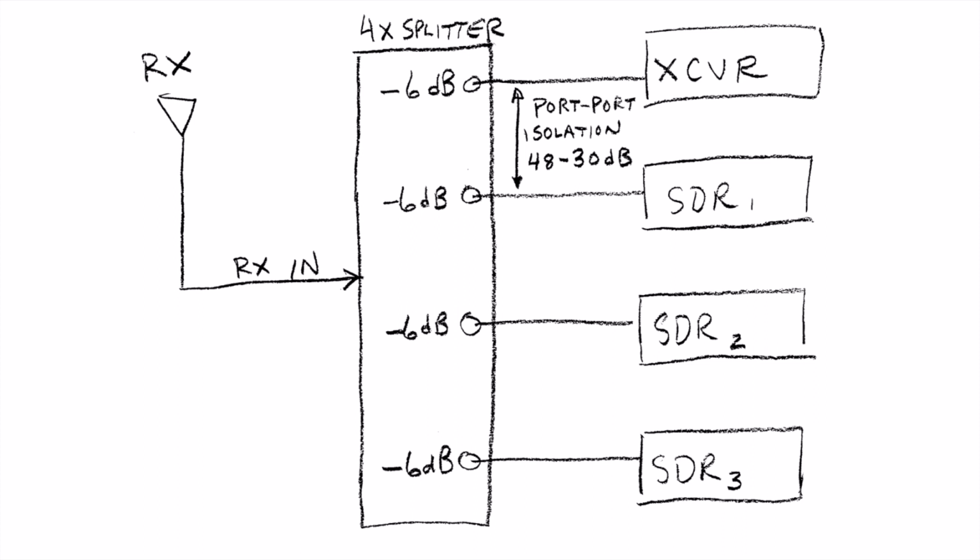When all ports are properly terminated, and that's important, the port-to-port isolation will vary somewhere between minus 48 to minus 30 dB between any one port.